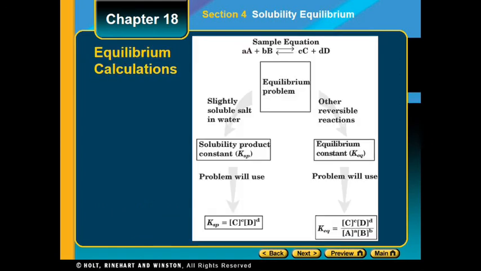The equilibrium calculations, again, this is just us kind of breaking it down here. You have a sample equation there at the top. If it's a slightly soluble salt in water, then we can go in this direction here, look at our solubility product constant KSP, and then this is what your ion product would look like. Other reversible reactions, those are going to be things that are very soluble. We've already looked at our equilibrium constants, and then the problem looks like this with your products and your reactants.